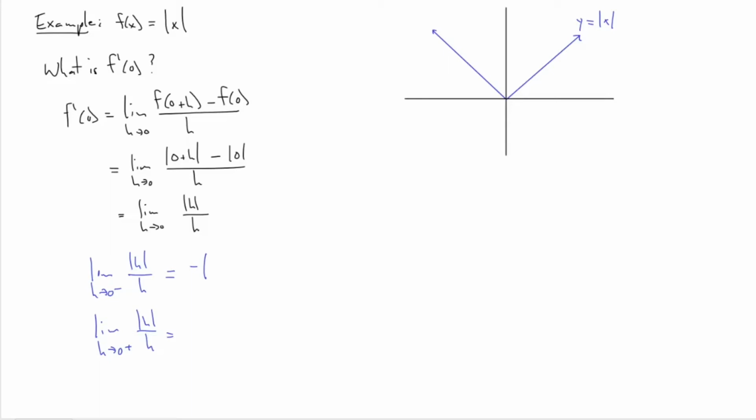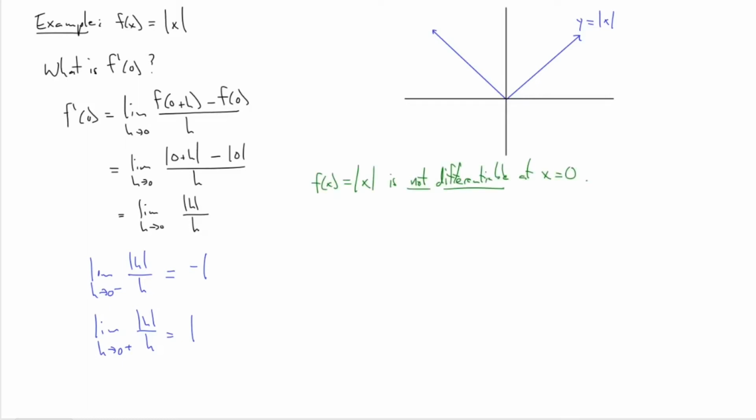On the other hand, as h approaches 0 from the right, we'll take a very small number like 1/1,000,000th, for example. Absolute value of 1/1,000,000th is 1/1,000,000th. And so you have 1/1,000,000th in the numerator and 1/1,000,000th in the denominator. They're both positive. And when you divide the same number by itself, you get a positive 1. And so the limit from the left and the limit from the right are not the same. And so this two-sided limit does not exist.